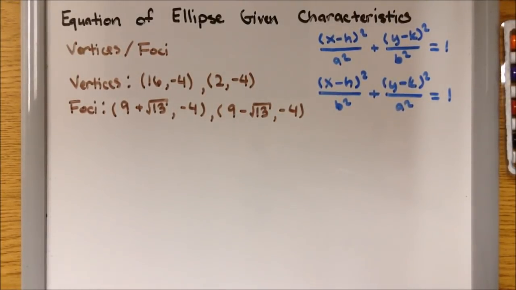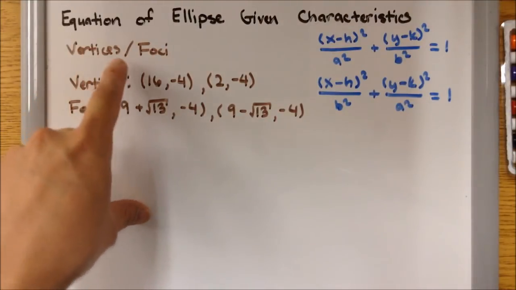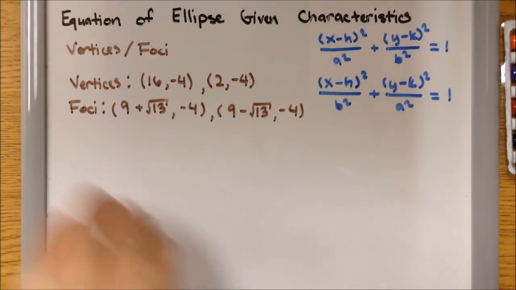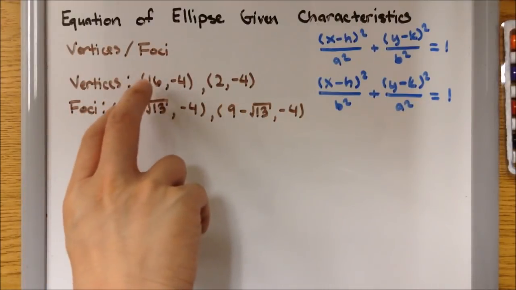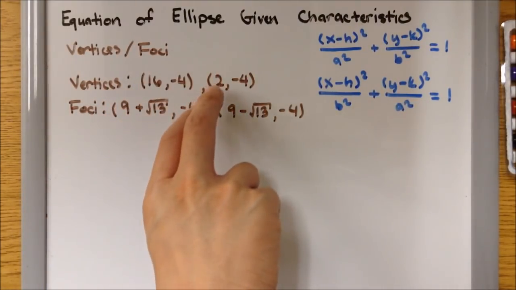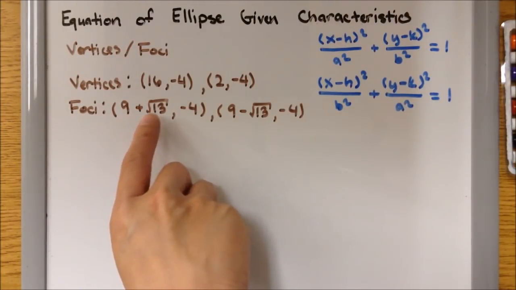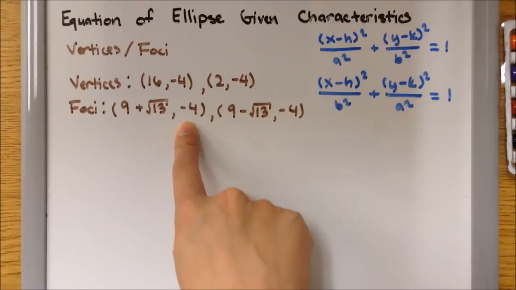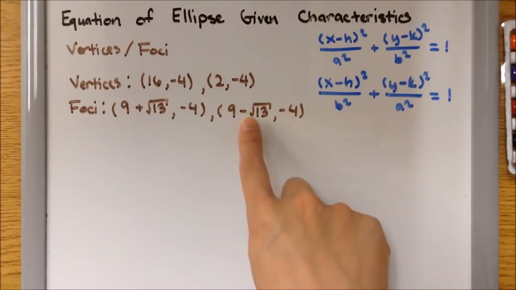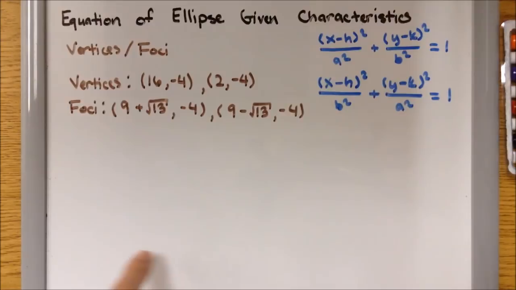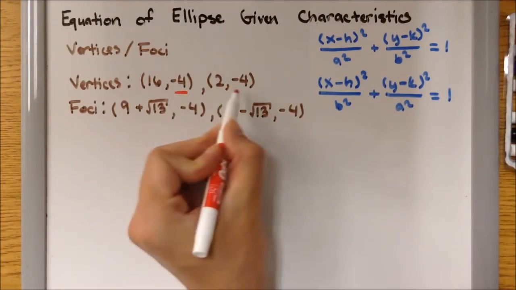For this video, we're going to write an equation of an ellipse given characteristics. So our first section, we're going to go over vertices and foci. In this example, our vertices are (16, -4) and (2, -4). Our foci are (9 + √13, -4) and (9 - √13, -4). As you look at the vertices and the foci, the only thing that repeats is -4.